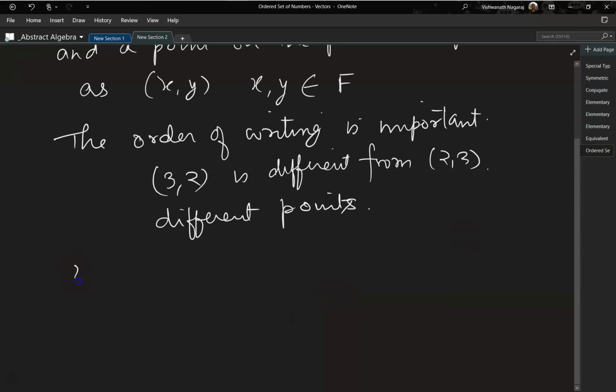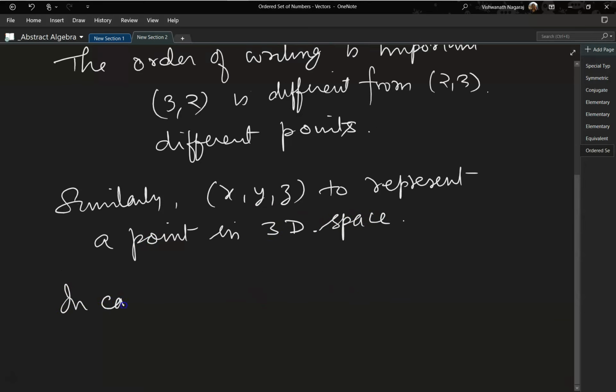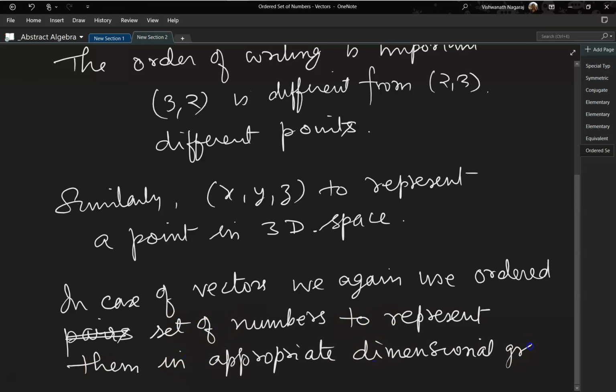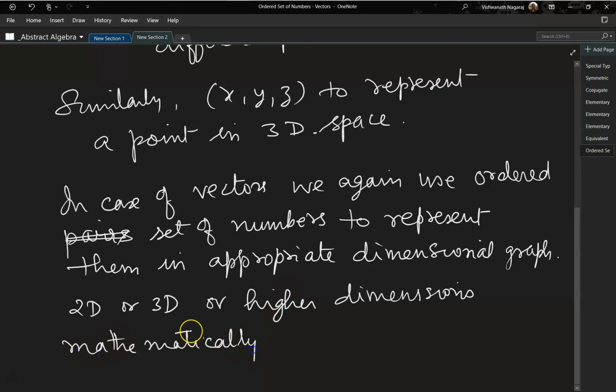Now similarly, we use x comma y comma z to represent a point in 3 dimensions or 3-dimensional space. Now, in case of vectors, we again use ordered sets of numbers to represent them in the appropriate dimensional graph, 2D or 3D, or higher dimensions, where mathematical or analytical representation is more appropriate.